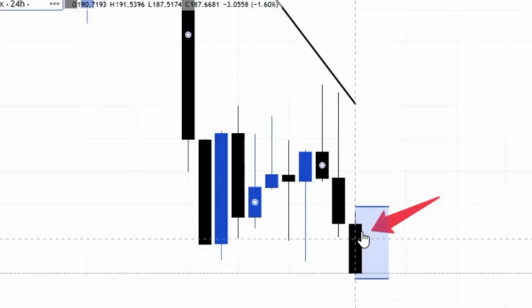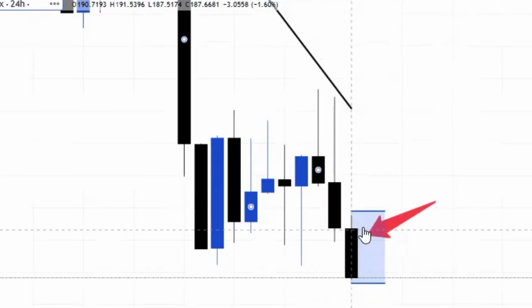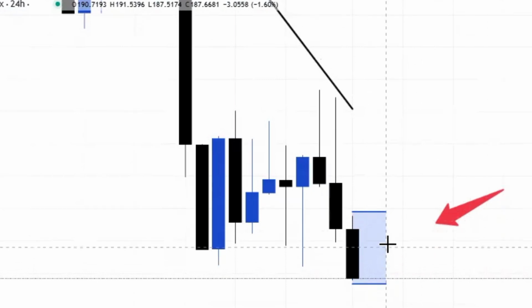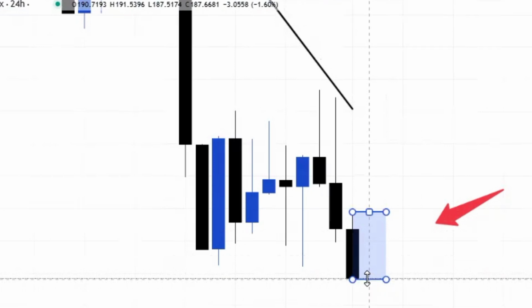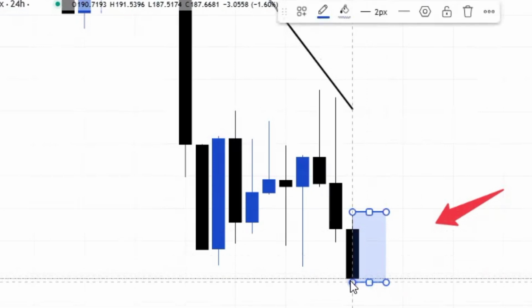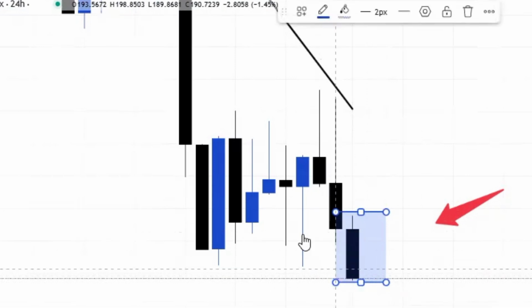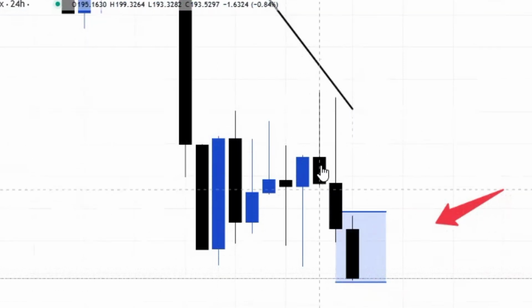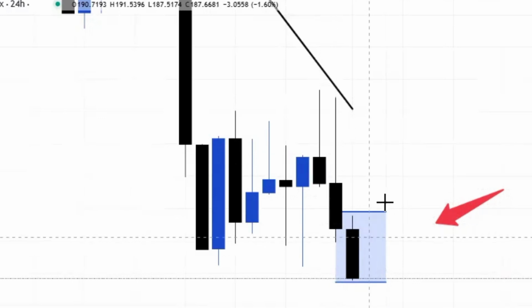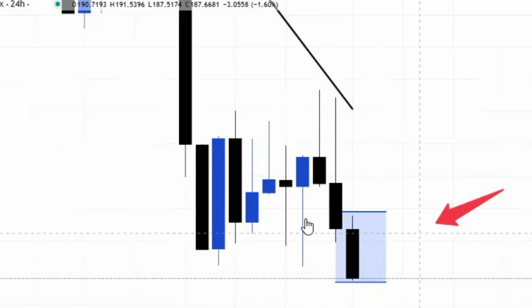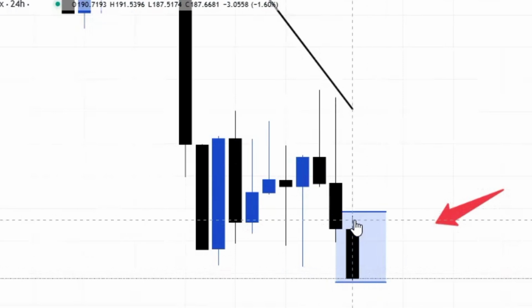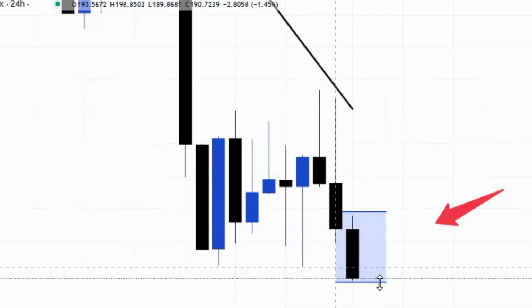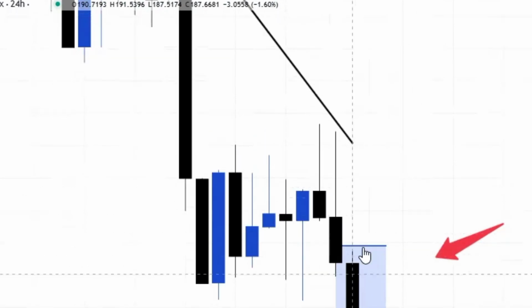Now I will just go and pick this most recent daily candle, and I will highlight that daily candle for that day. Why I'm doing this is so that when you go to a lower time frame, you'll be able to see the place you highlighted, so that you will not go and pick another one. So that's why I had to highlight the recent daily candle.